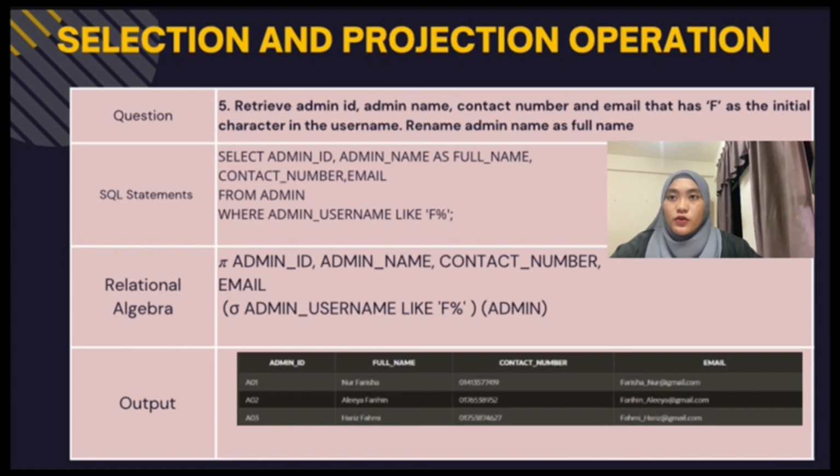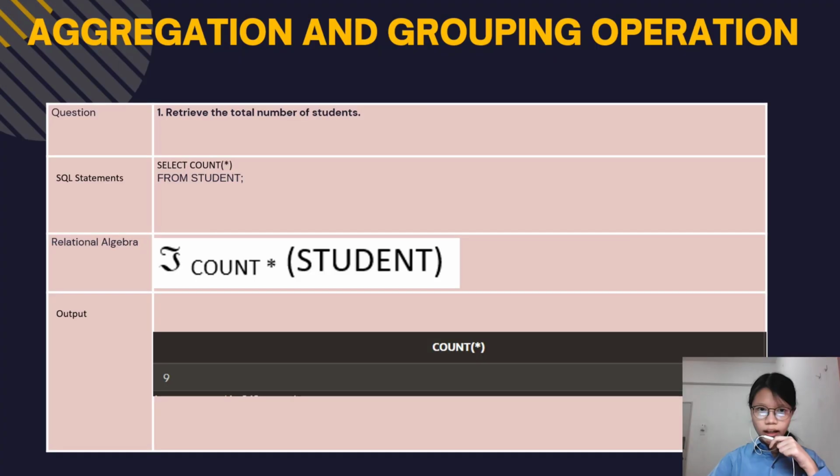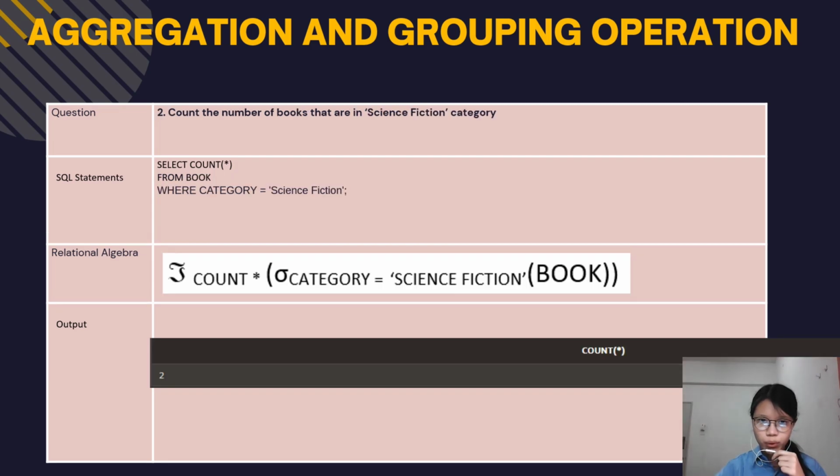So that is all for the questions from selection and projection operation. I will continue with aggregation and grouping operation. To retrieve the total number of students, we need to select count all from student. To count the number of books that are in science fiction category, we need to select count all from book where category equal to science fiction.